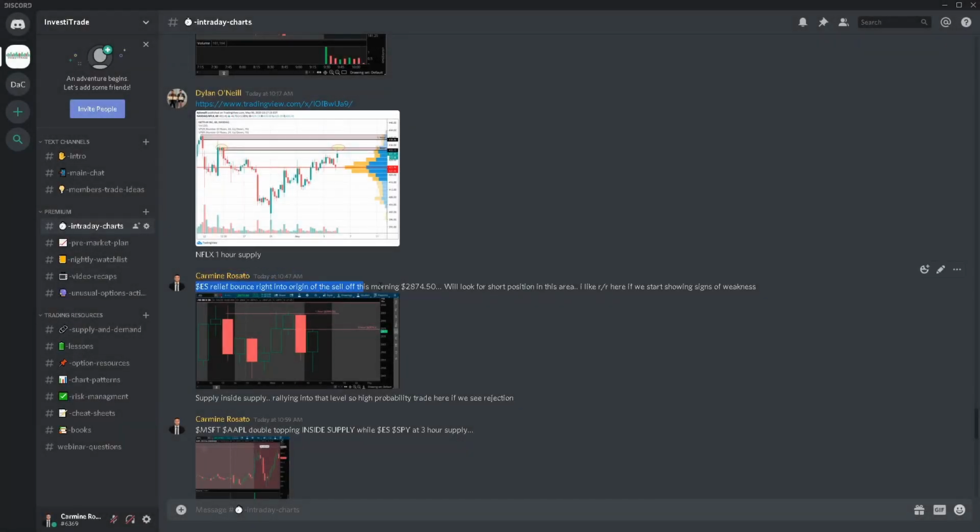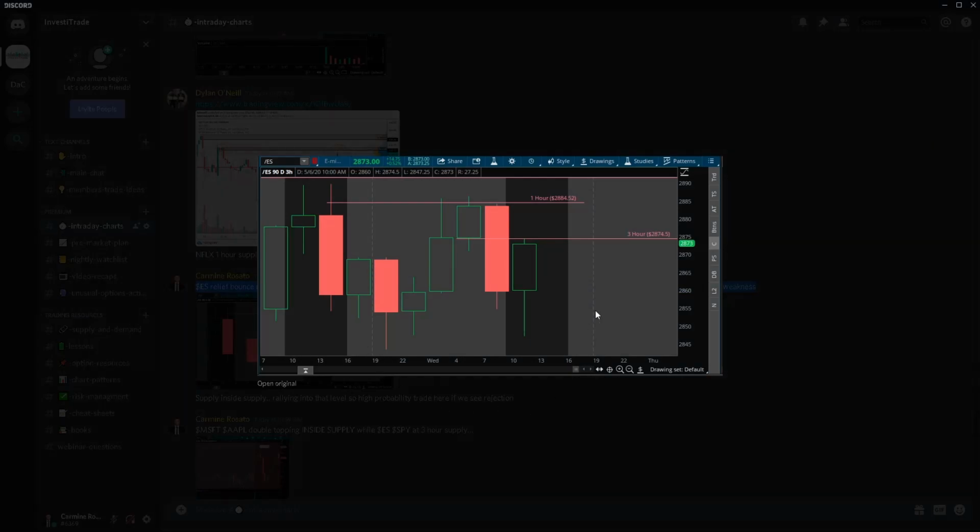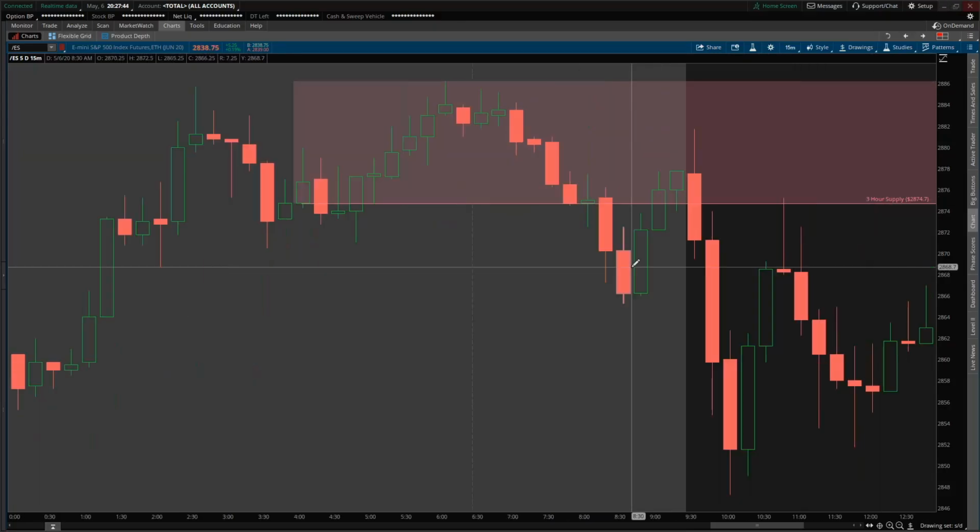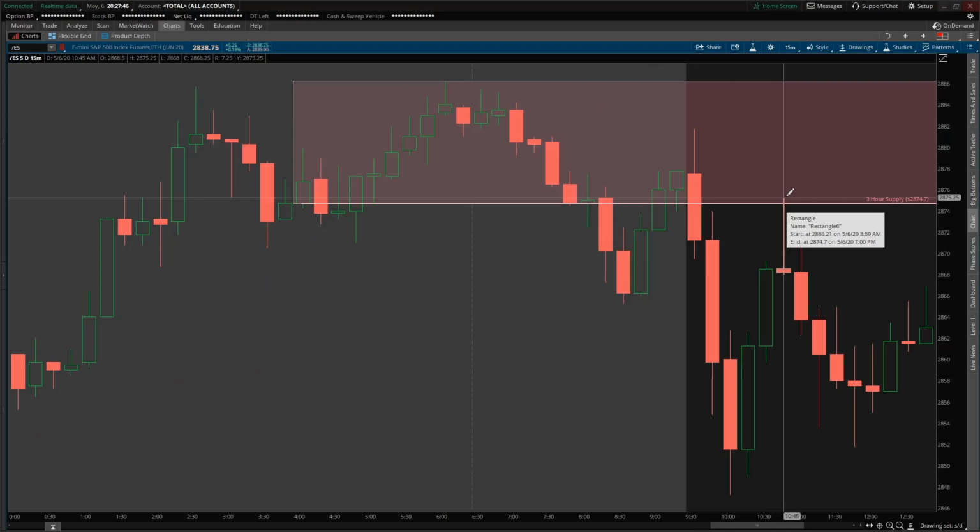I said it would relief bounce right into the origin of the sell this morning. We'll look for a short position in this area. I like the risk to reward here if we start showing signs of weakness. As you guys can see, we rallied, relief bounced into this 3-hour supply zone.